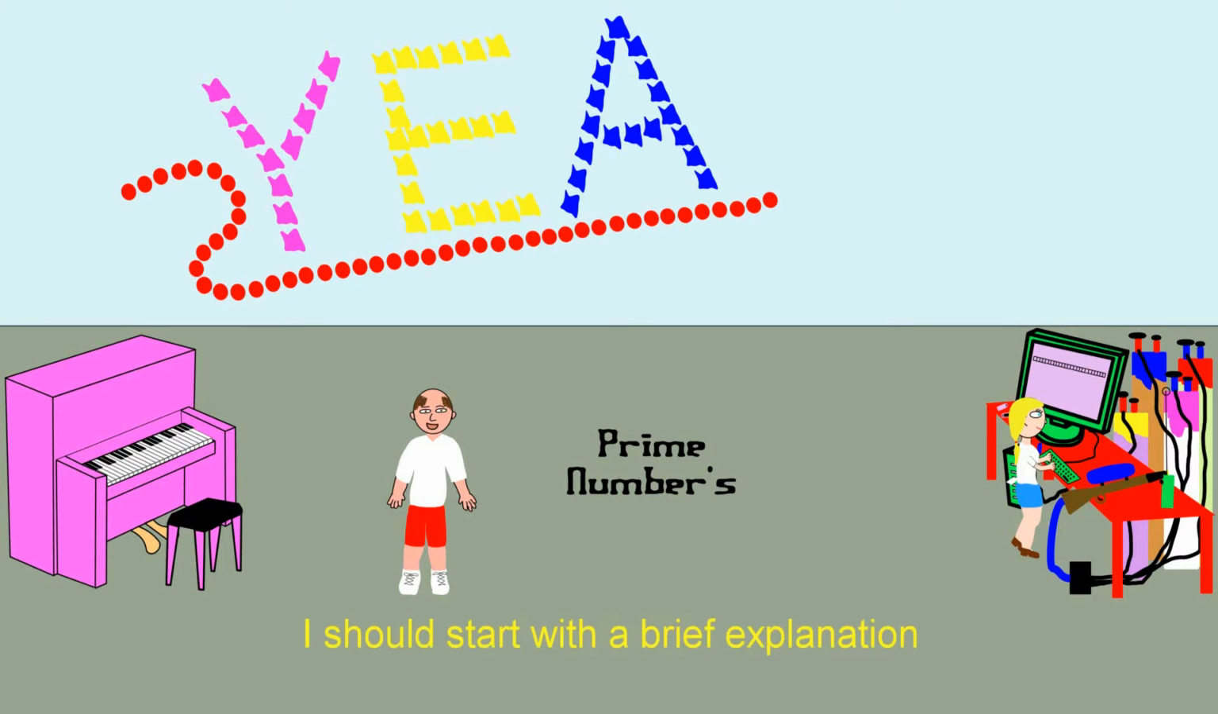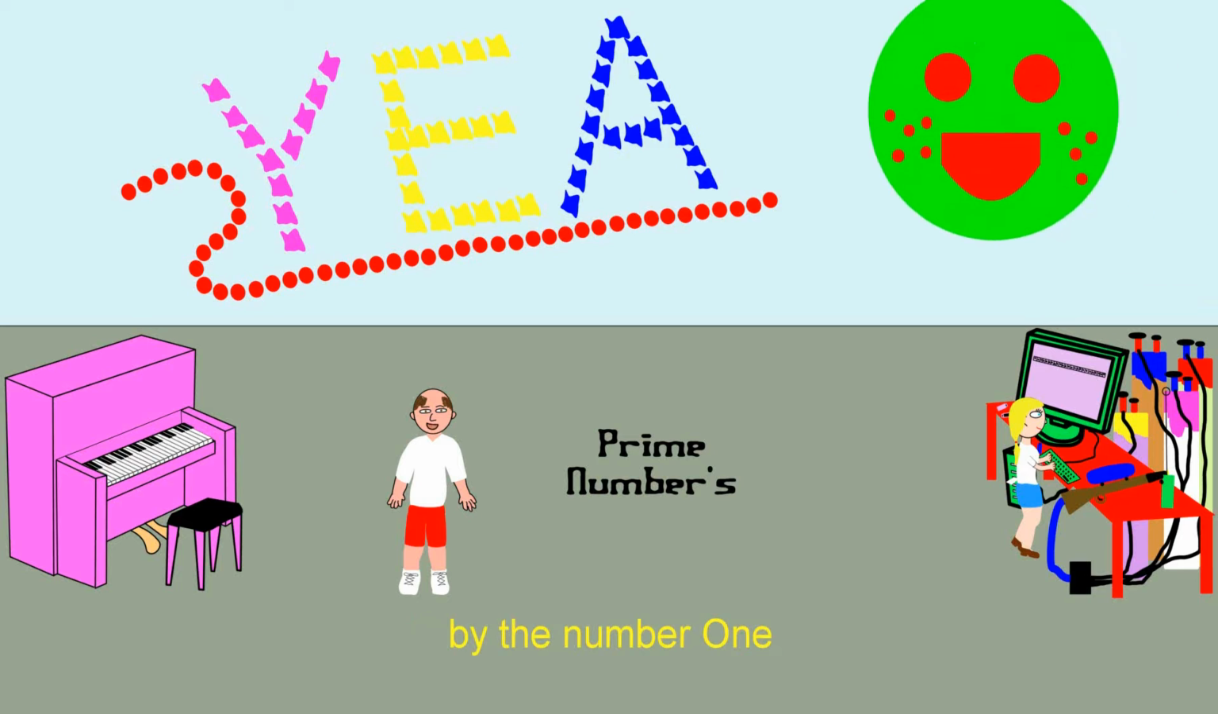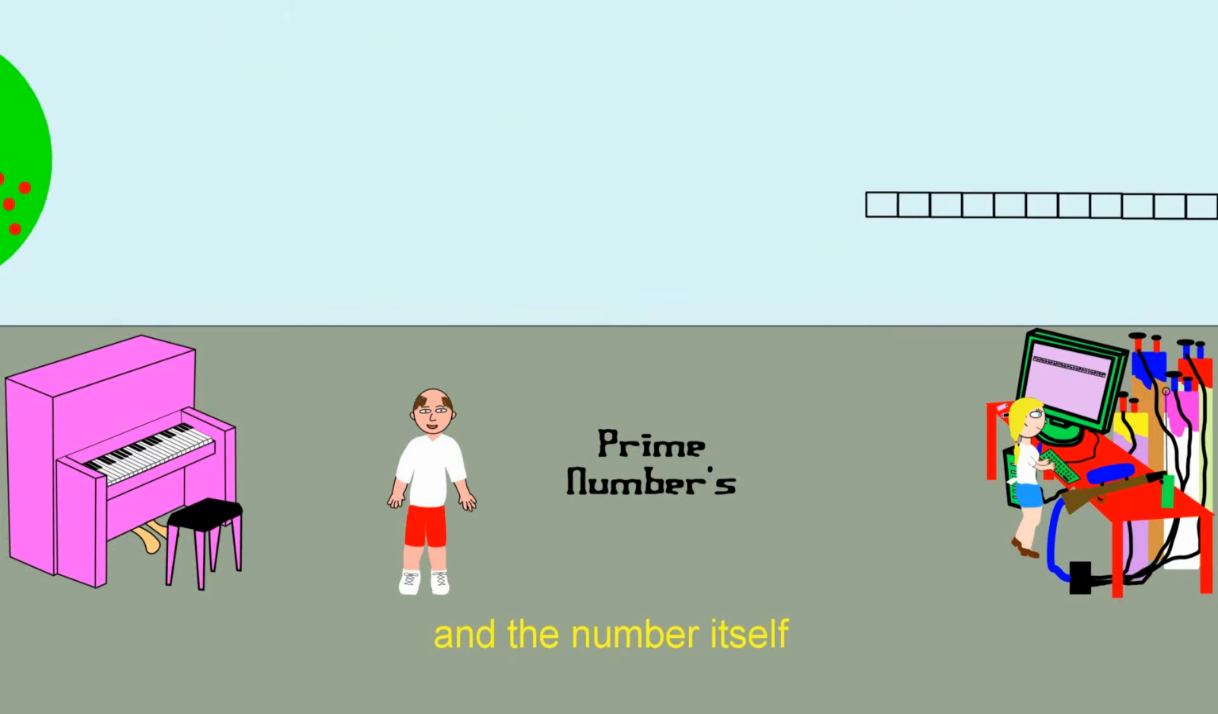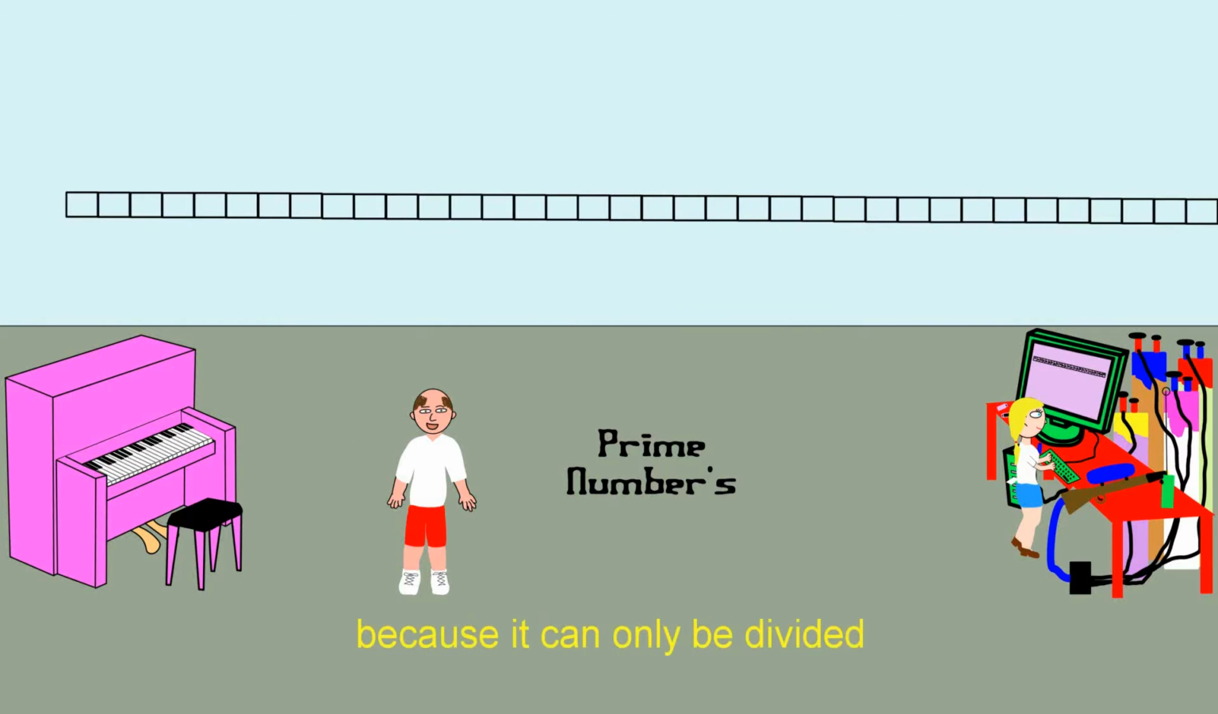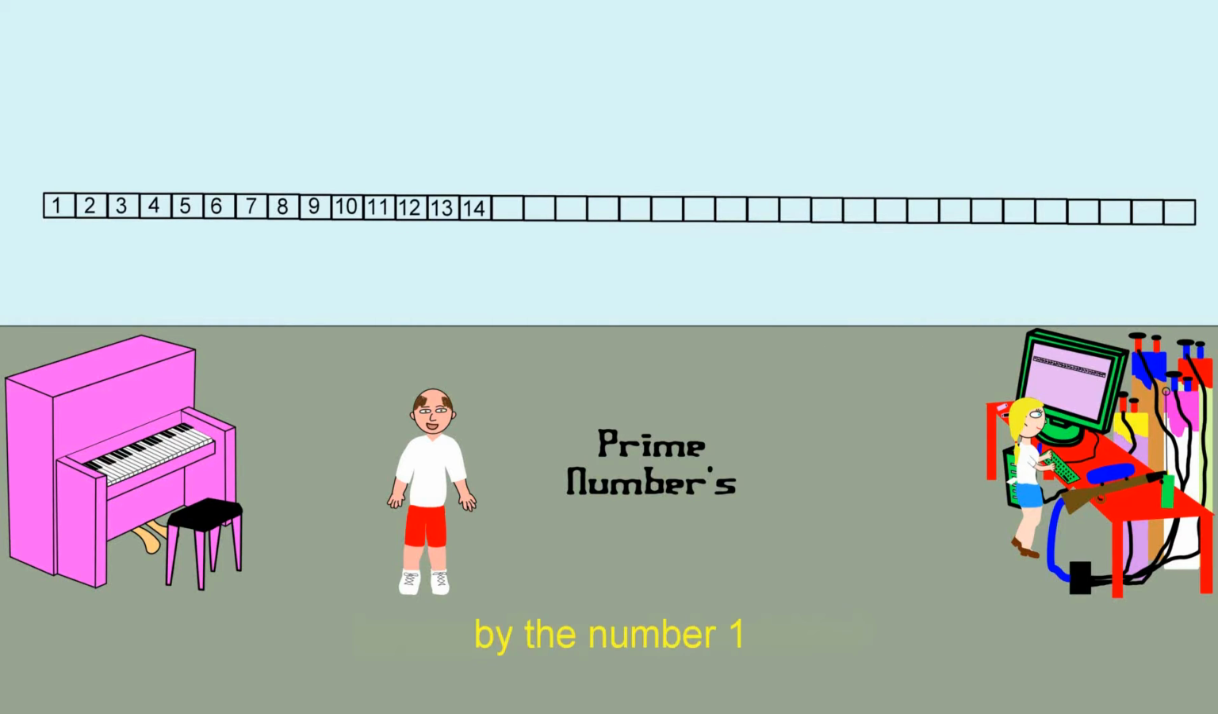I should start with a brief explanation of what prime numbers are. The definition of prime numbers is any number that can only be divided by the number 1 and the number itself. The number 3 is a common example of a prime number because it can only be divided by the number 1 and the number itself, the 3.